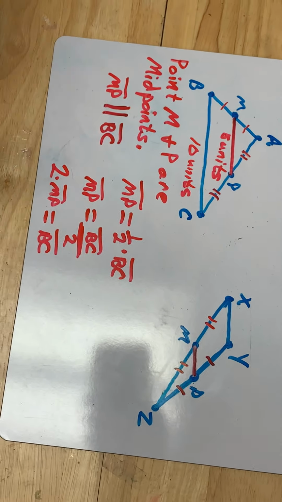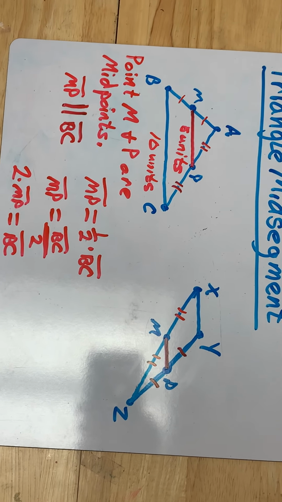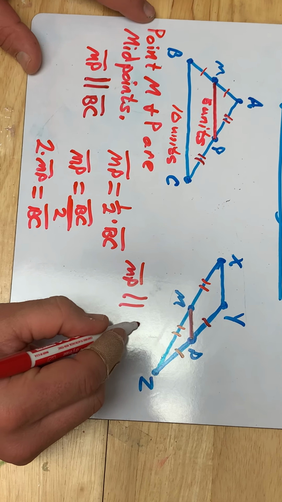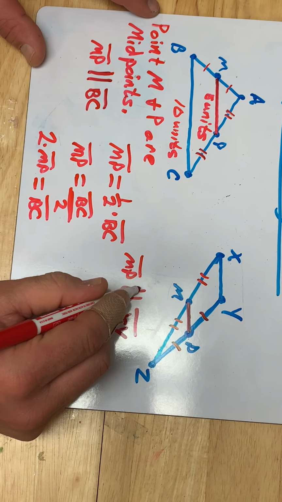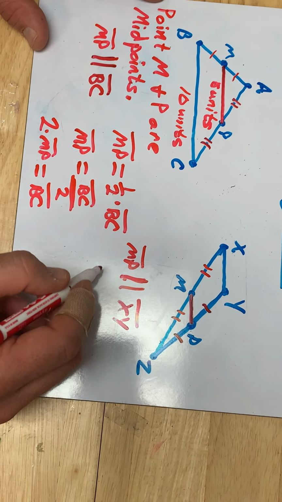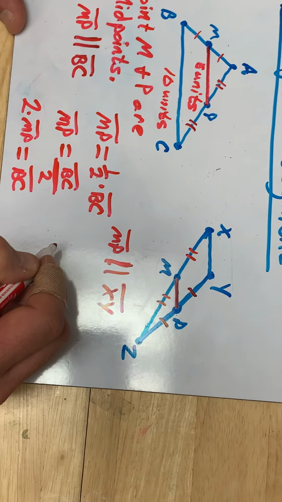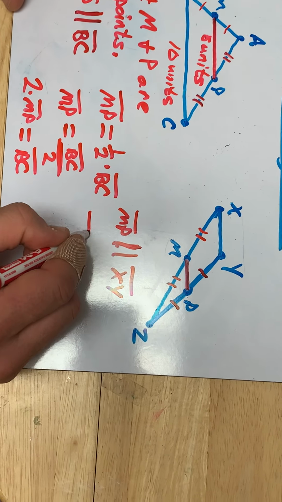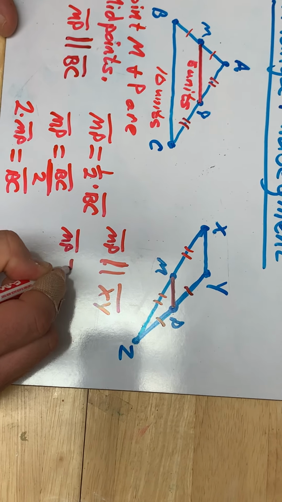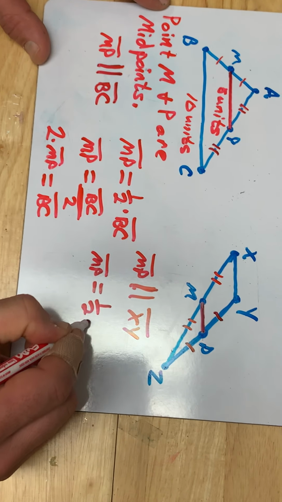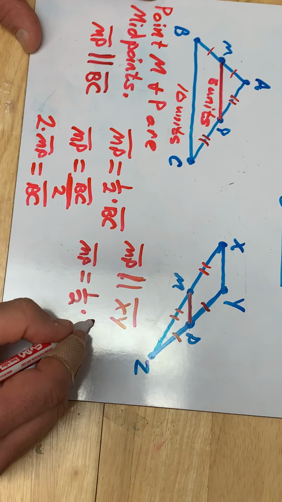And based on the definition of a triangle midsegment, I know now that MP is parallel to XY, and I know that MP is half as long as XY. Now, it might not look as perfect in my picture, but it is. So if I take MP, the length of MP is equal to 1/2 the length of XY.